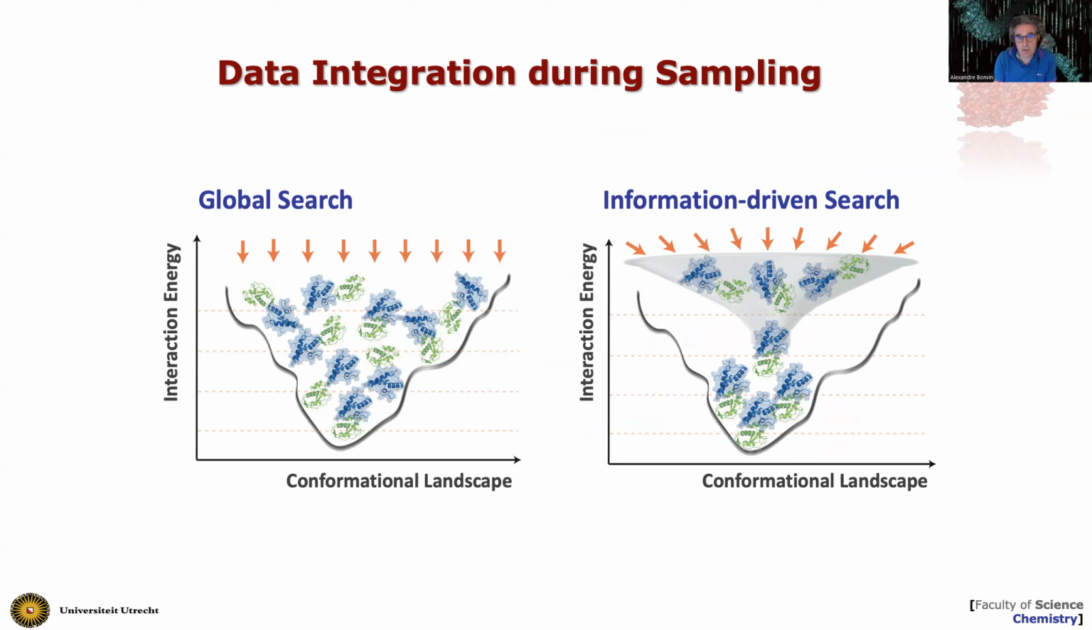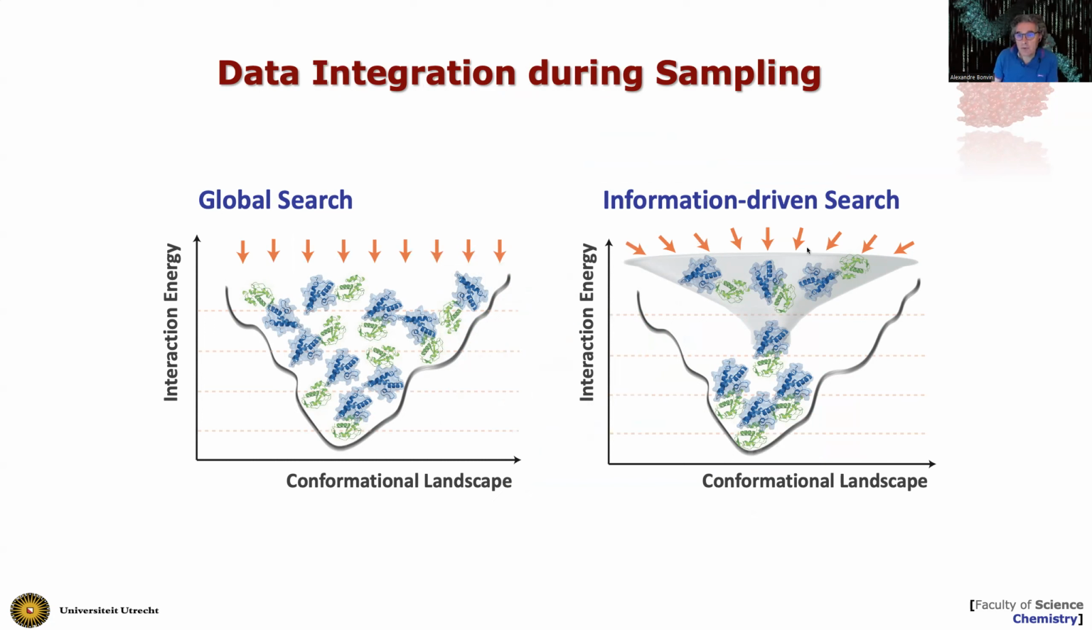So you have to search a large space. And if you have data, and this is more the era of integrative modeling, information-driven search, you can focus the search on a small region of space, spending more time maybe to get better models here. So both methods have advantages and disadvantages. So here you spend more time maybe searching the entire space, and the space is really large.